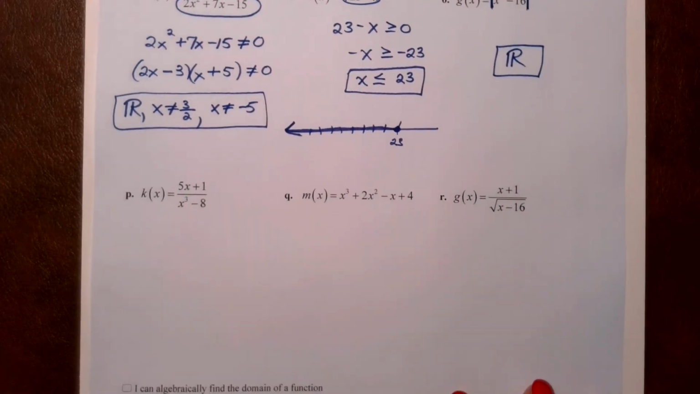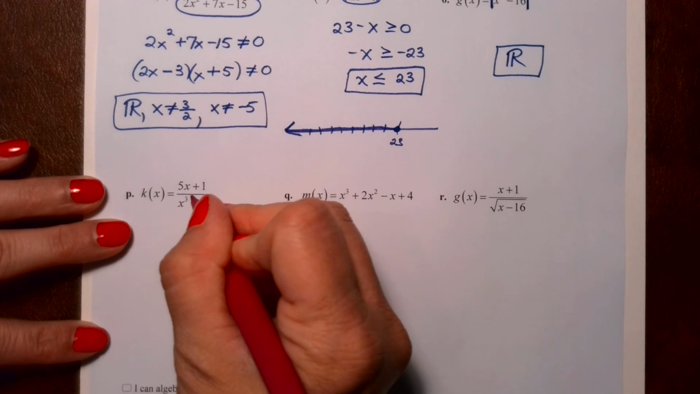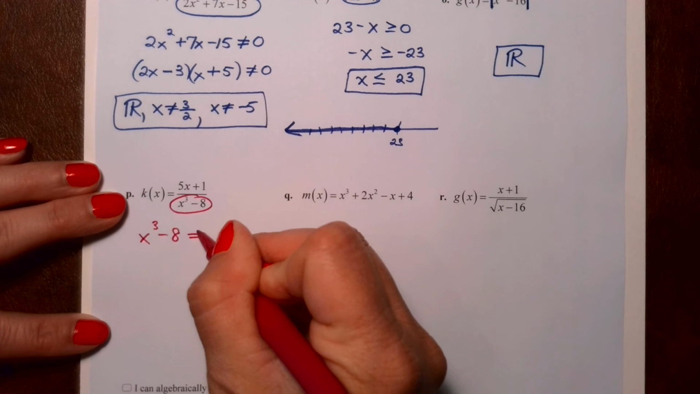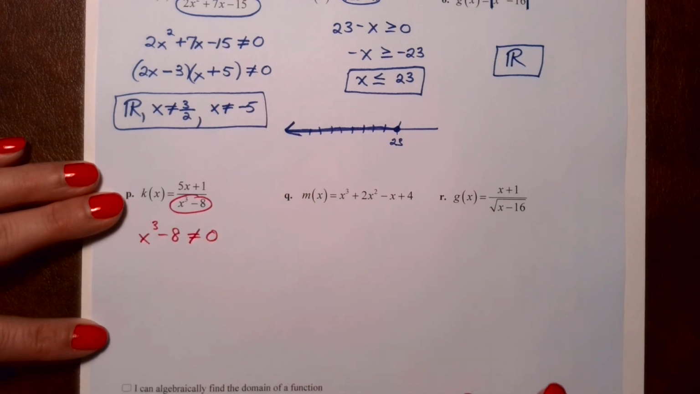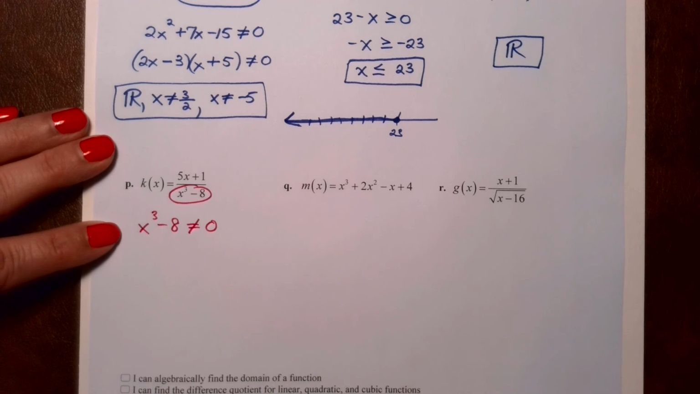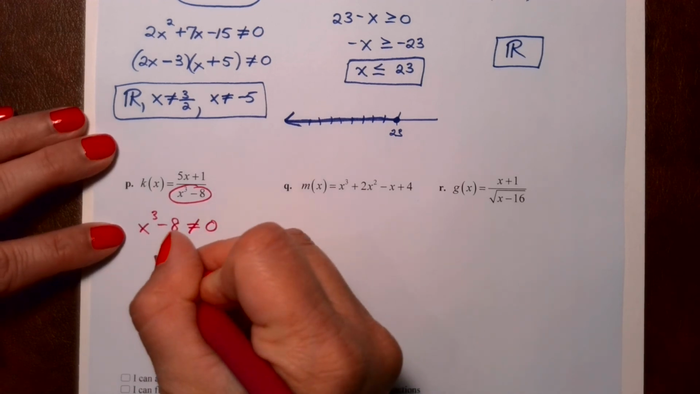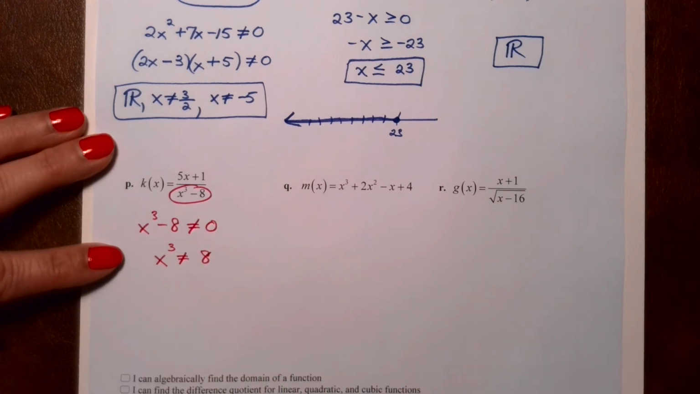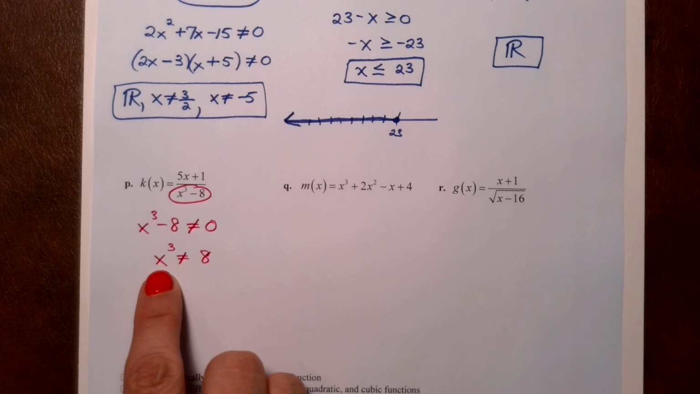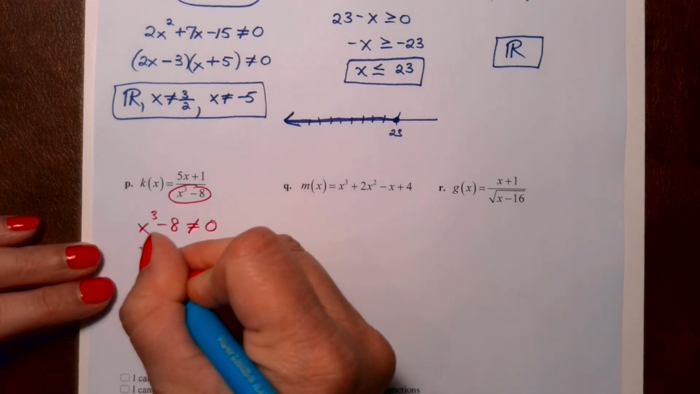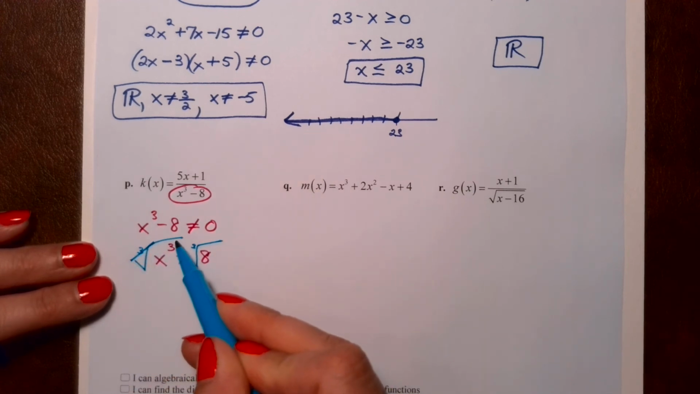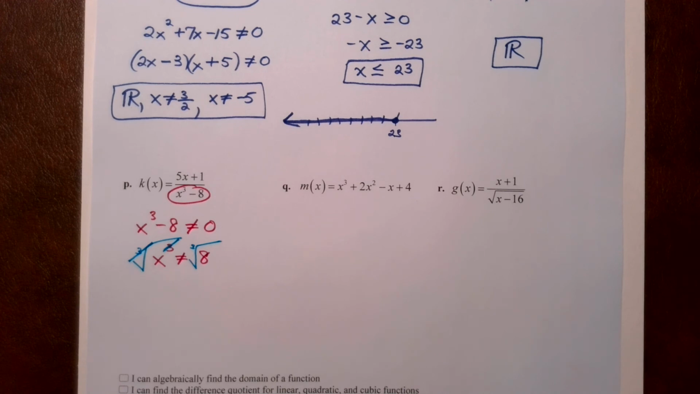Letter P. Let's take a look at a denominator. x cubed minus 8 cannot equal 0. How do we solve a cubed root? I'm going to go ahead and move it to the other side and say positive 8. And how do you get rid of a cube? We're going to cube root it. The cube root cancels with the cube. And then we just get x.